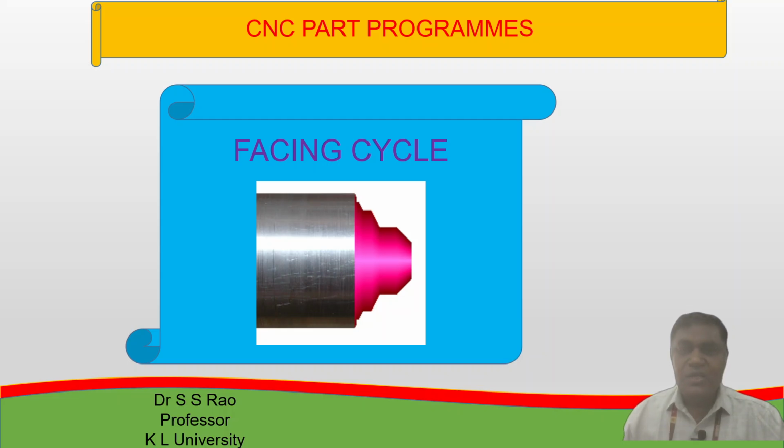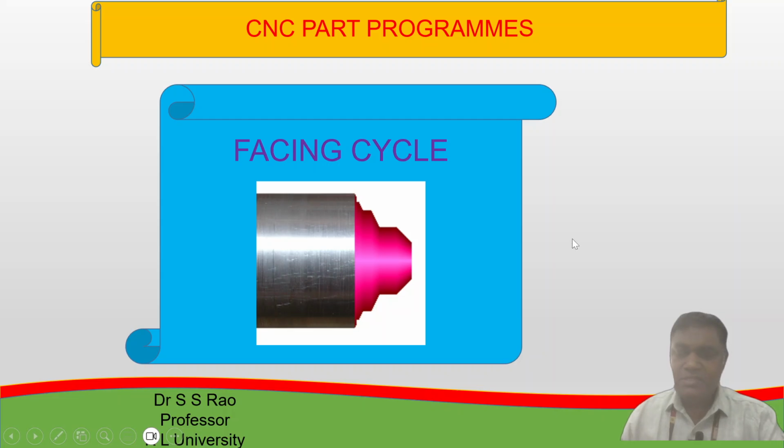So in this video, I'm going to explain how to write a part program for the facing cycle. Now look at this diagram. This is the final finishing shape of the component we need to prepare a program for. This is the shape we want to prepare a part program for. So this is for the facing cycle.